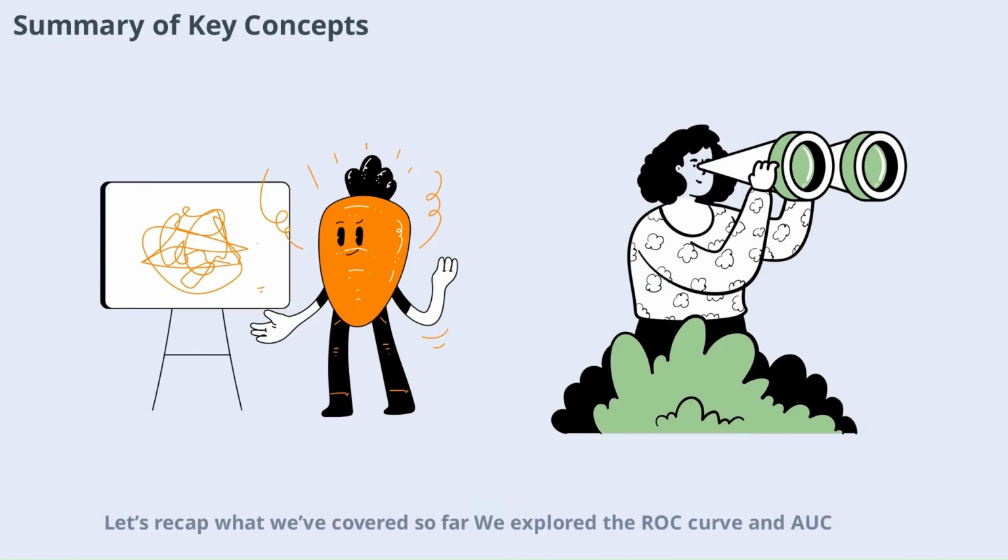Let's recap what we've covered so far. We explored the ROC curve and AUC as tools for evaluating binary classification models, learned about the sampling distribution of the sample mean, and delved into t-tests and ANOVA for comparing group means. Each concept builds on the last, giving you a solid foundation in statistical analysis.